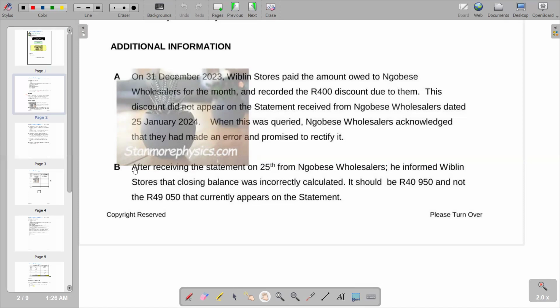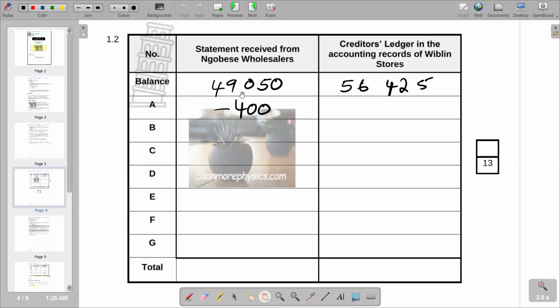So the statement reads after receiving a statement on 25th from Global Wholesalers, he informed Weebly Stores that the closing balance was incorrectly calculated. It should be 40,950, not 49,050. So it means there is a big amount that was highlighted as the closing balance, which we have already entered here as our opening balance. So this figure is bigger. It's supposed to be smaller.